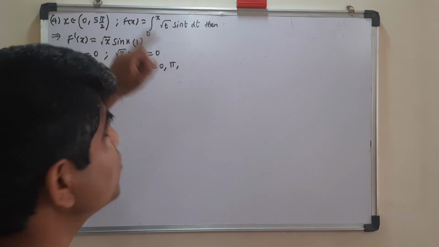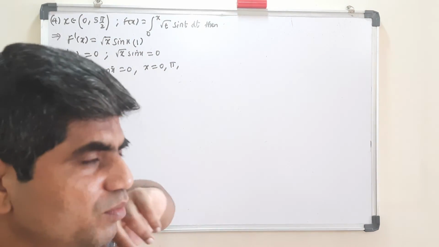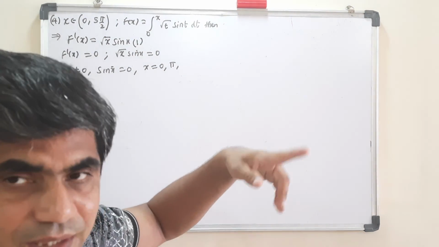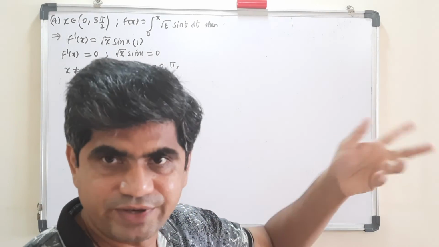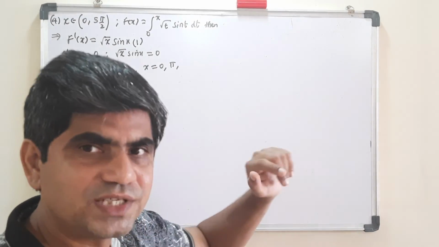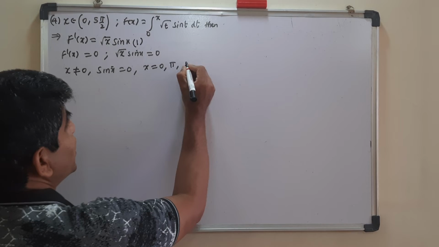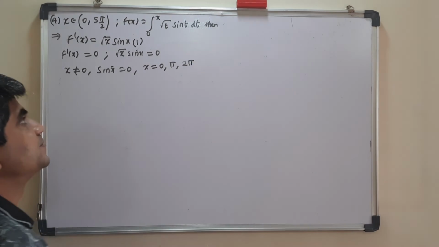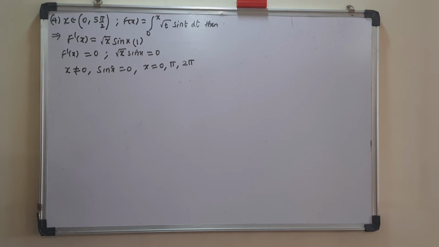It is 0 to 5 pi by 2. 5 pi by 2 means it is 5 times, that means it comes in your 450. So obviously your 360 will be there, that is 2 pi. So I get 3 critical points over here. Okay, so I will check everywhere.